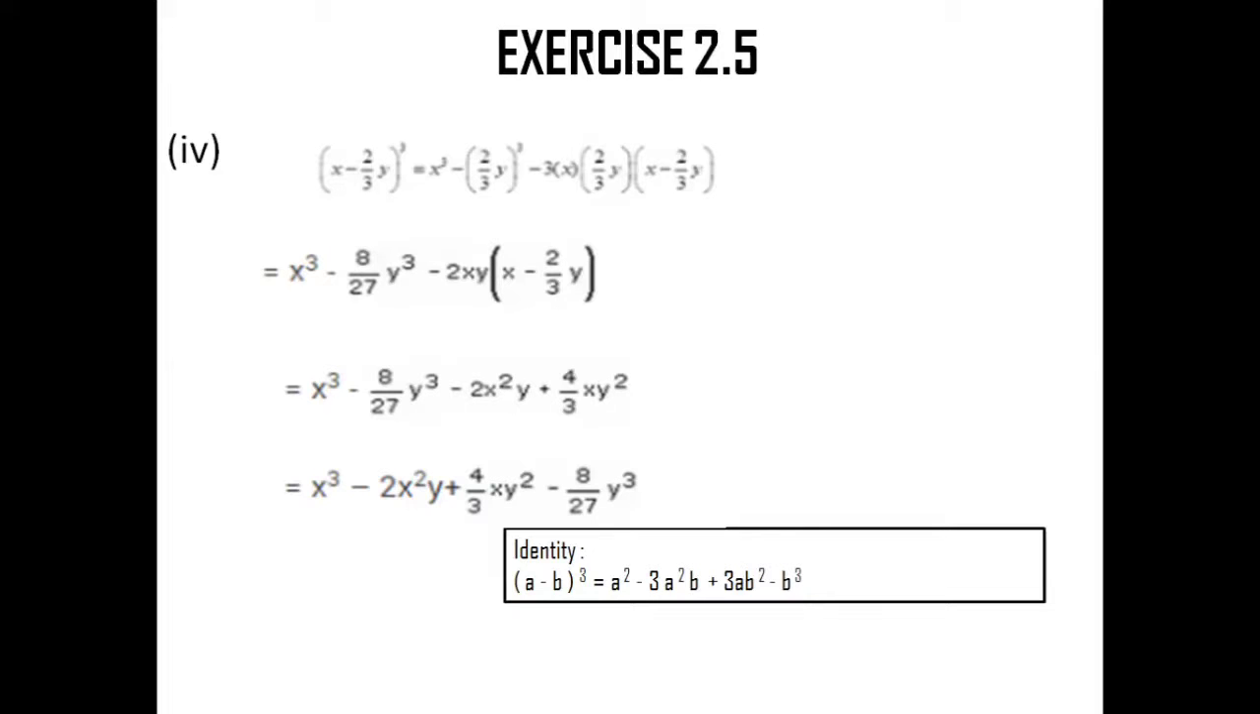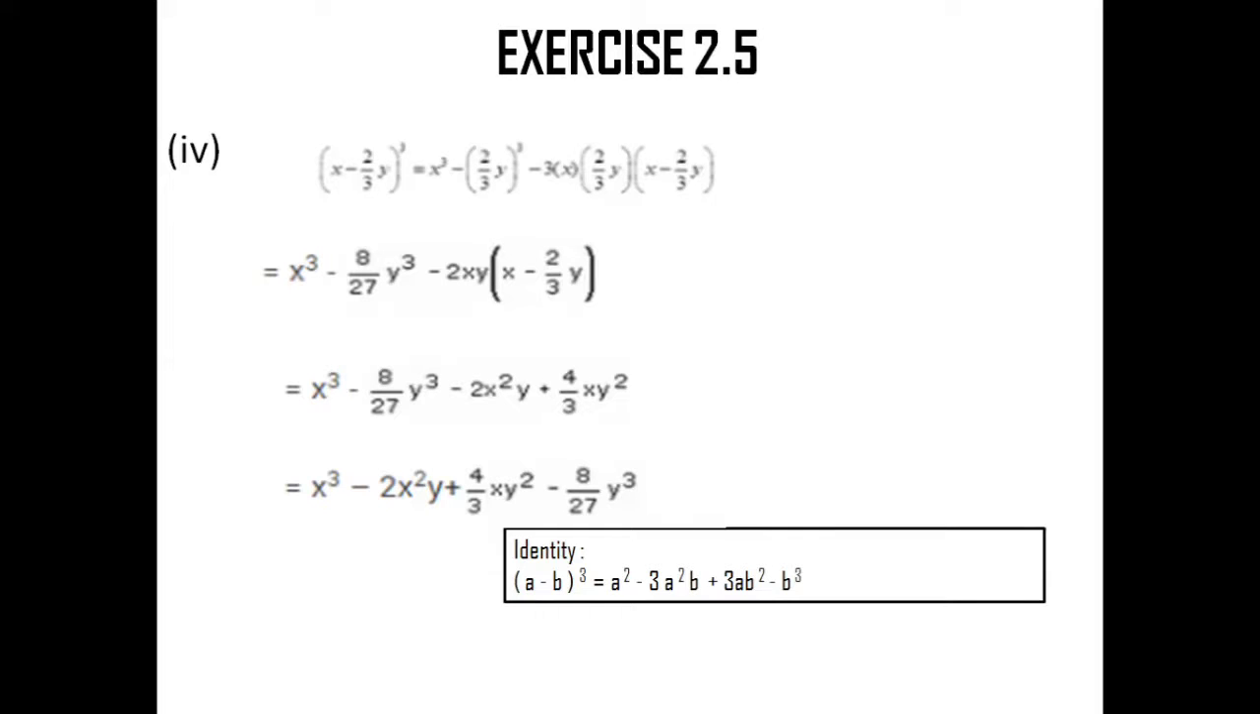So all that we have to do is put the values of a and b. What is the value of a? A will be replaced by x and b will be replaced by 2 upon 3y. So when that gets replaced and you solve it further, the final answer that you'll be getting is x cube minus 2x square y plus 4 by 3xy square minus 8 upon 27 y cube. I hope you can do this, the calculation, and get the same answer as you have it on the screen right now.